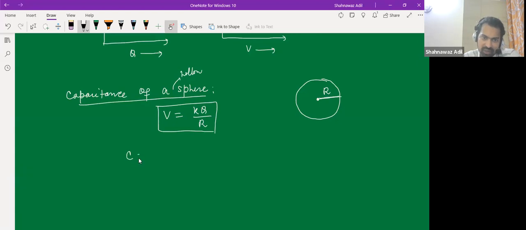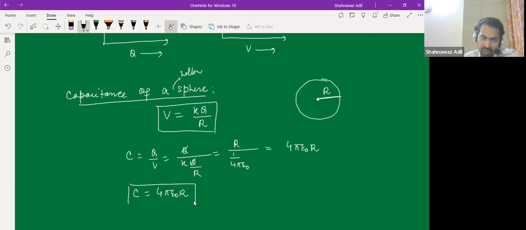Capacitance is Q by V. So this is Q by (KQ by R). The Q cancels and R goes up, and this is K. K is 1 by 4 pi epsilon naught. So we will get 4 pi epsilon naught R. So this is the capacitance of a hollow sphere.